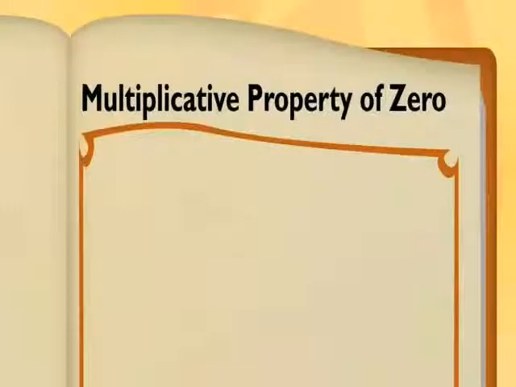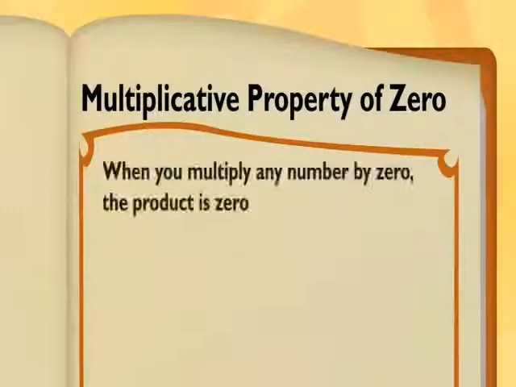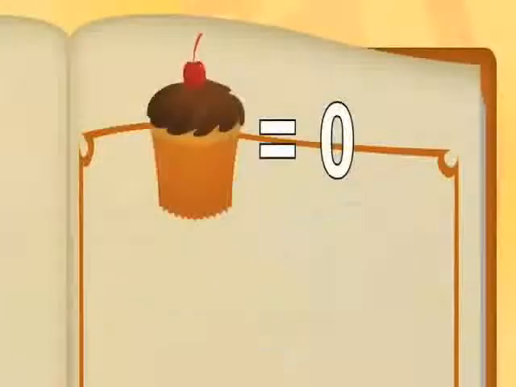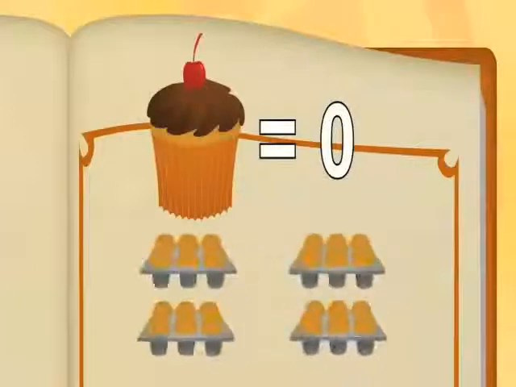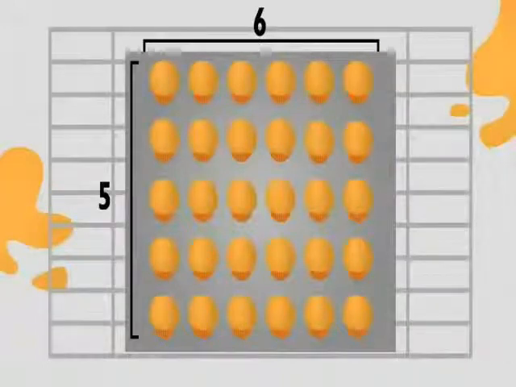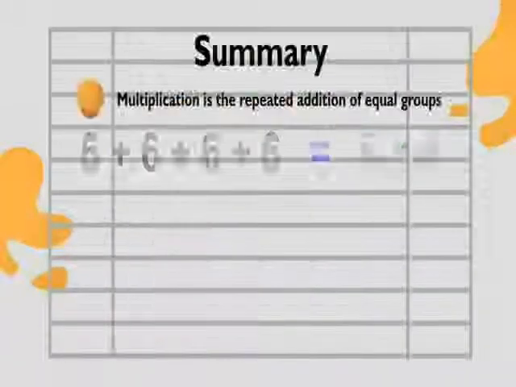The multiplicative property of 0 is just as simple. If you multiply any factor by 0, you get, well, 0. It's like not doing it at all. It looks like you've multiplied these cupcakes more than 0 times. How many you got now? 6 cupcakes baked 5 times is 30 cupcakes.